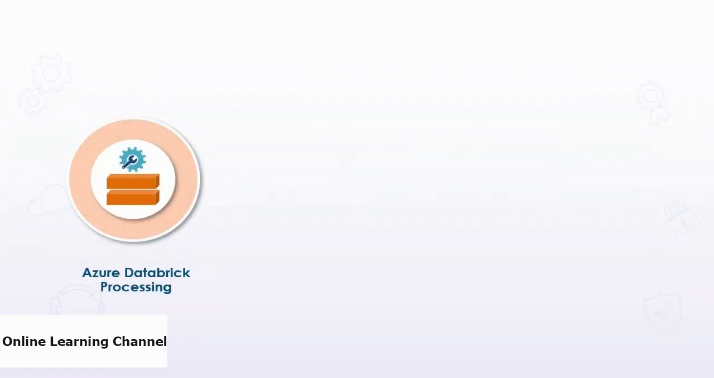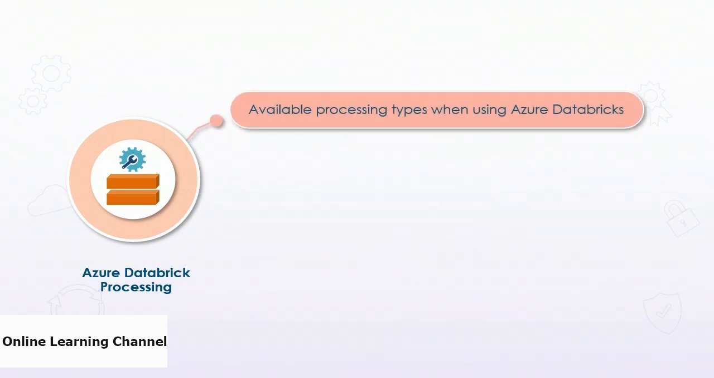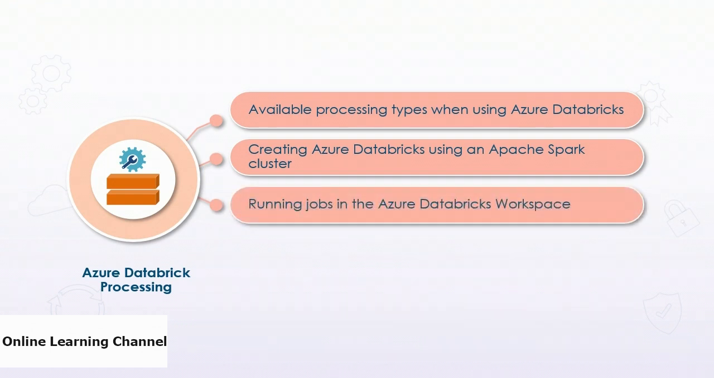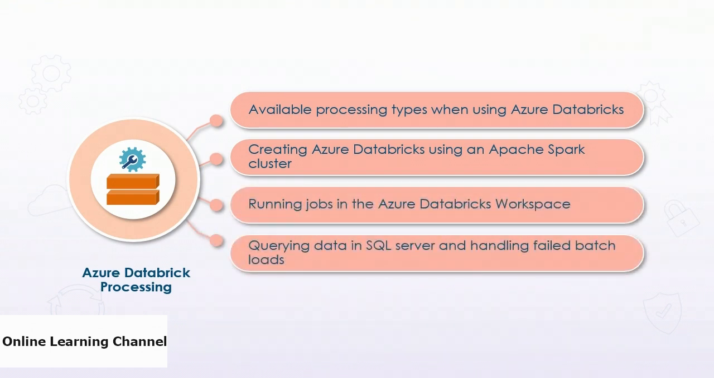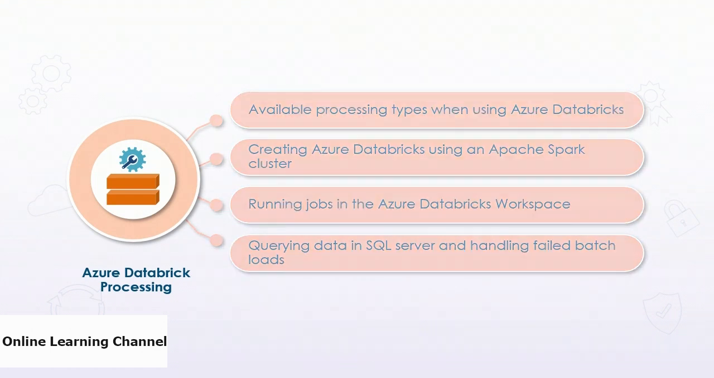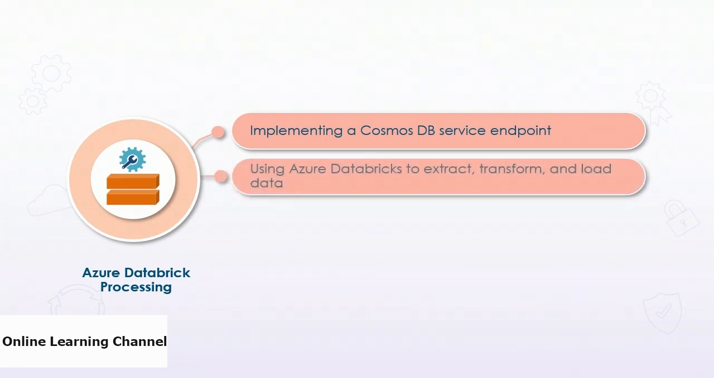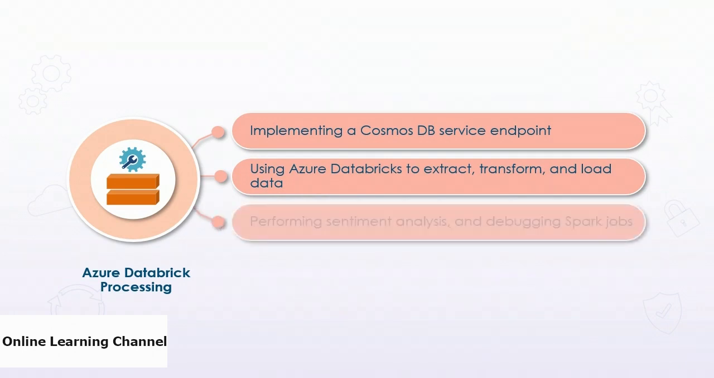So in this course, we've examined Azure Databricks processing types and features. We did this by exploring available processing types when using Azure Databricks, creating Azure Databricks using an Apache Spark cluster, running jobs in the Azure Databricks Workspace, querying data in SQL Server and handling failed batch loads, implementing a Cosmos DB service endpoint, using Azure Databricks to extract, transform, and load data, and performing sentiment analysis and debugging Spark jobs.